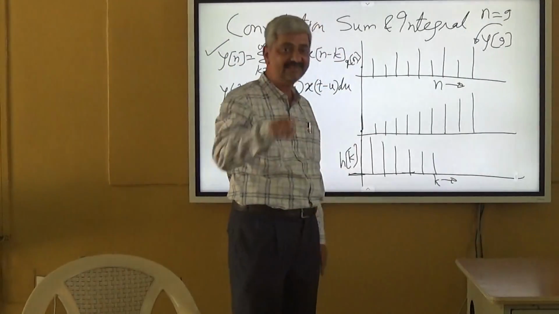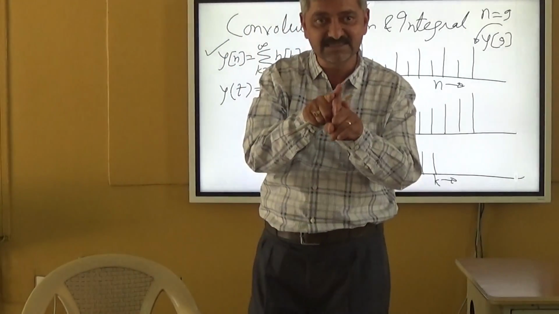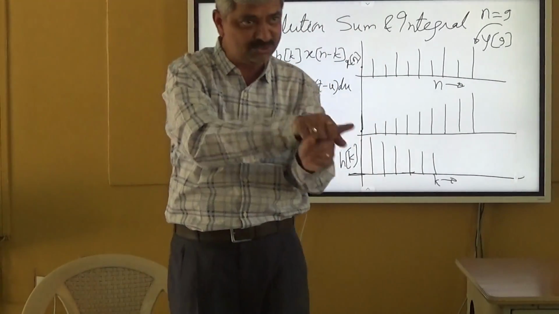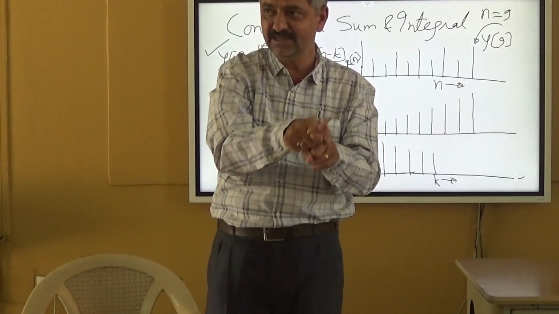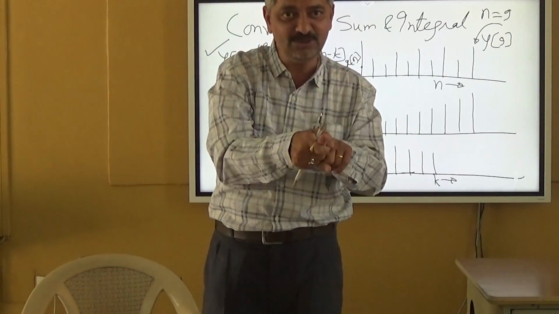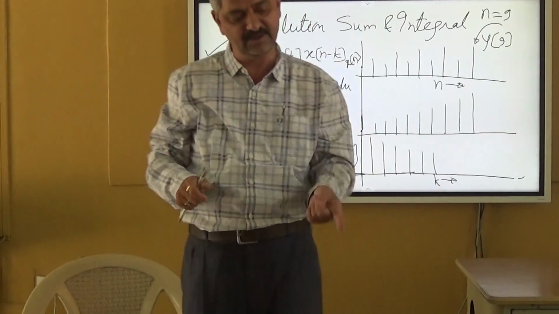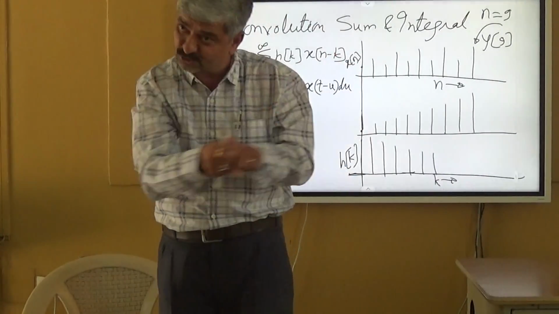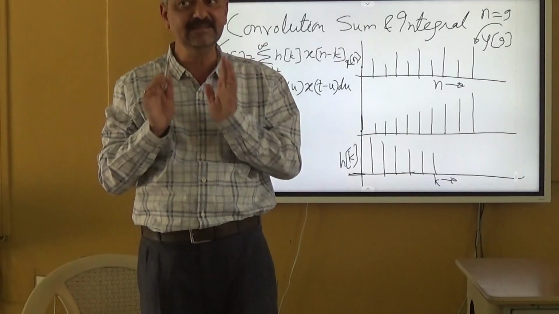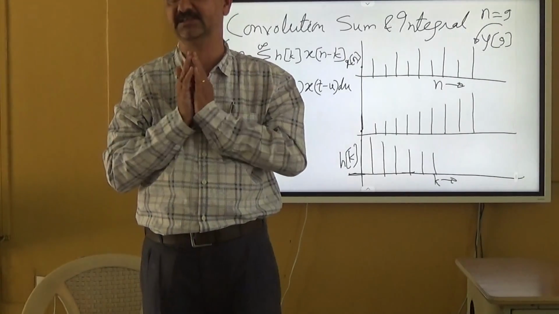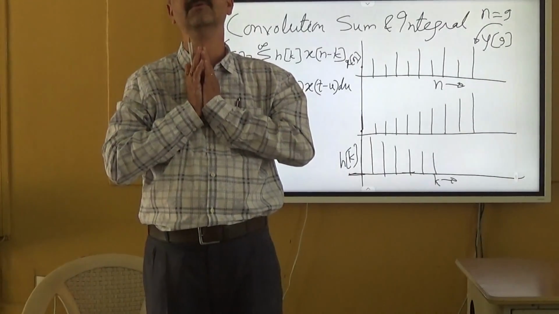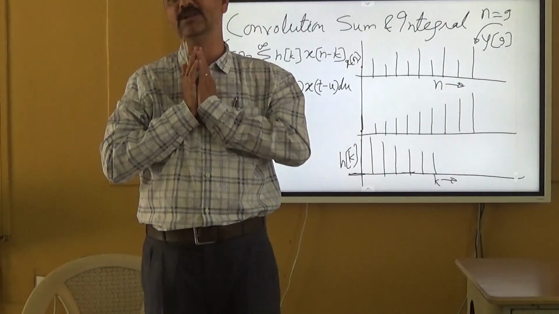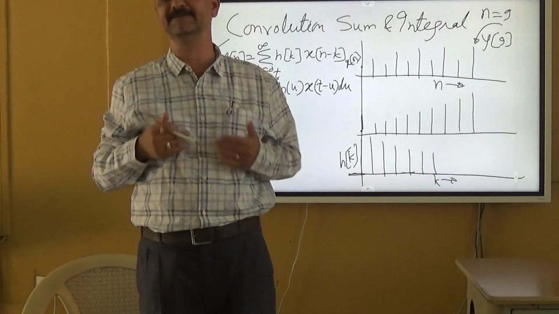So y9 is what? y9 is x9 into h0, plus x8 into h1, or we can go by h0 into x9, h1 into x8, and so forth. This is the discrete term. Now we want to go for yt. How will we go? How will we go for yt?